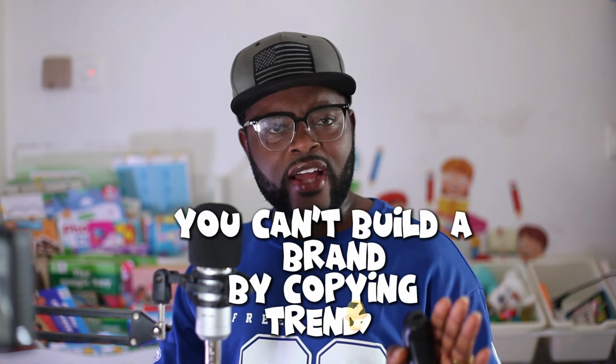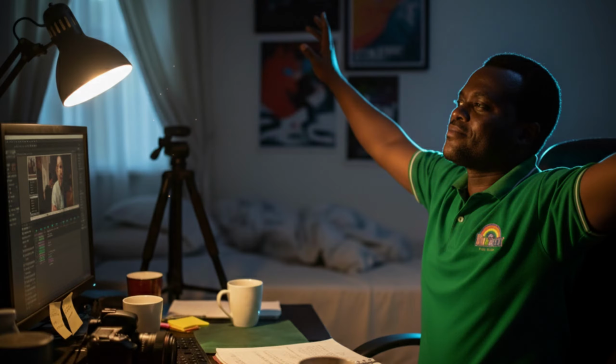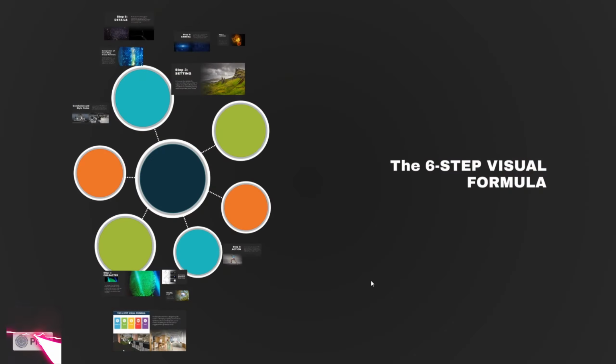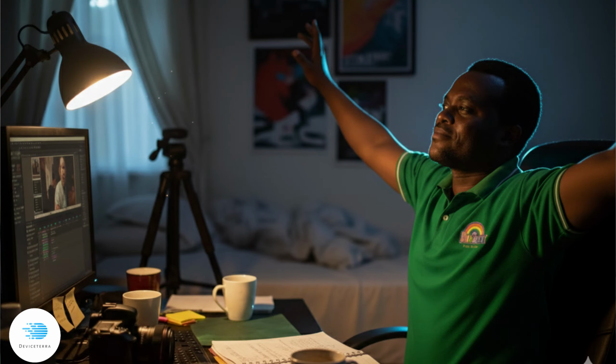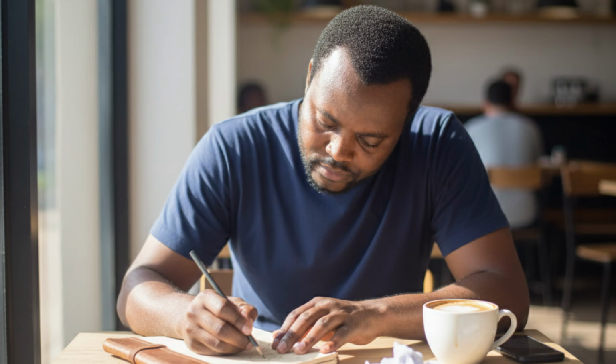This is the absolute truth. You can't build a brand by copying trends. People don't connect to perfection. They connect to authentic stories. So in this video, I will show you how I use Nano Banana and my 6-step visual formula to turn real-life creator moments into professional story-driven visuals. Images that look real, feel real, and actually sell.